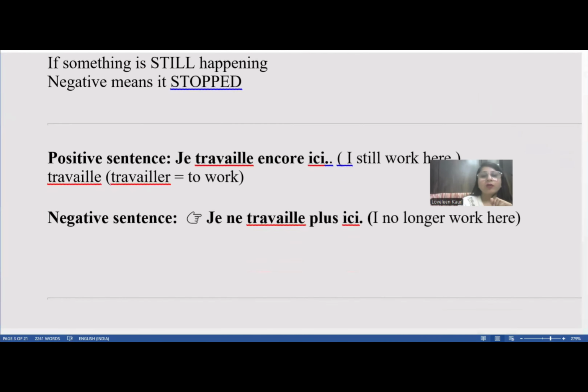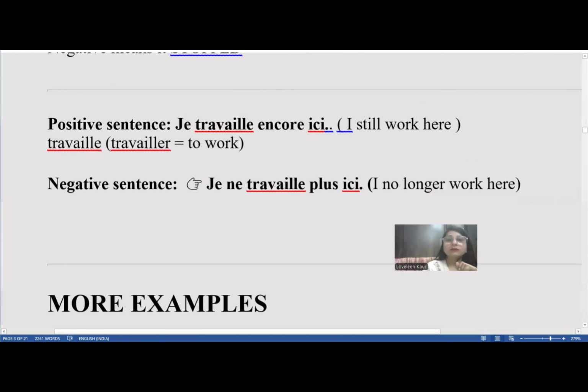Okay. Now for example, if I say positive sentences, positive sentence hai je travaille encore ici. I still work here. And if you want to make it negative, travailler is a verb. Okay, means to work. ER verb, a normal verb. If you want to make it negative, you will say je ne travaille plus ici. Now you see, this is the combination, ne and plus will come around the verb. पहले आता था ne and pas around the verb. अब इसमें है ne and plus around the verb.